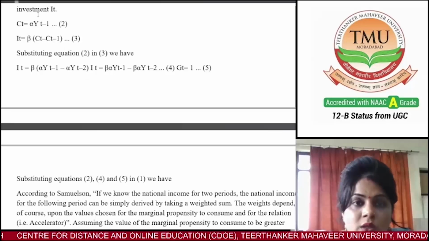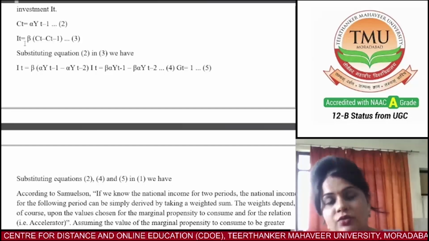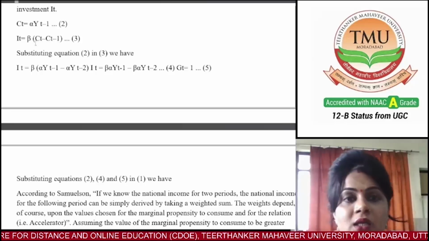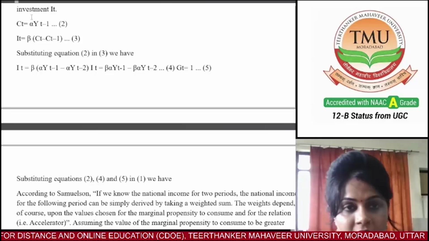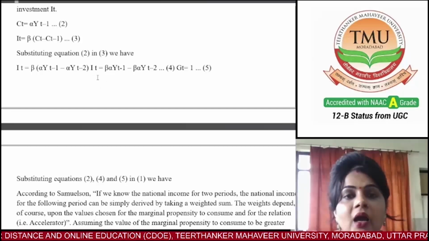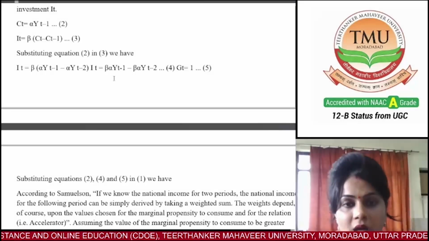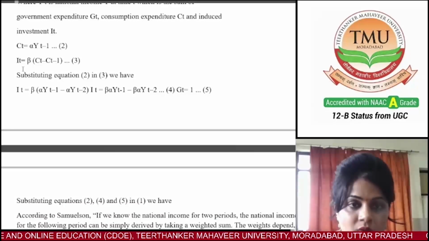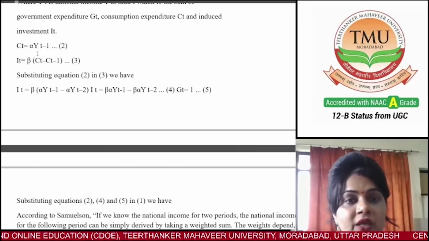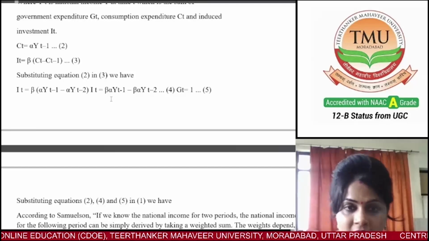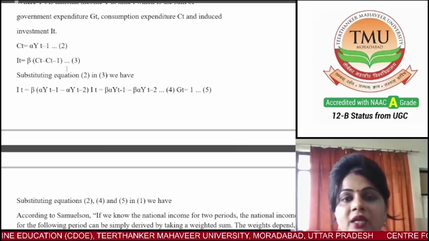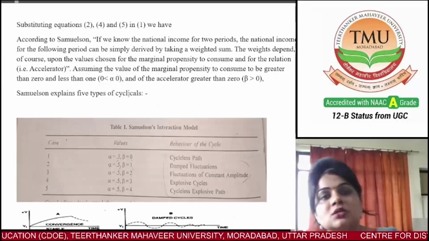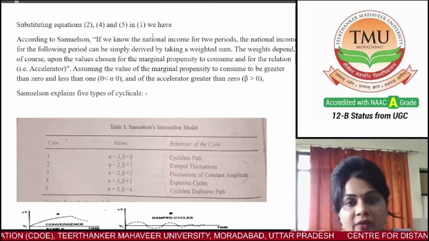And again, in place of CT minus 1 we can take alpha YT minus 2. Understood? When you see CT is equal to alpha YT minus 1, in place of CT you can take this. And IT is equal to beta CT minus CT minus 1, so in place of CT we can take alpha YT minus 1, and in place of CT minus 1, alpha YT minus 2. I think you have understood. So we substitute equations 2 and 4 into 5.